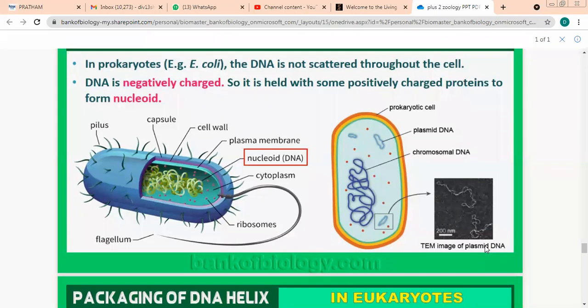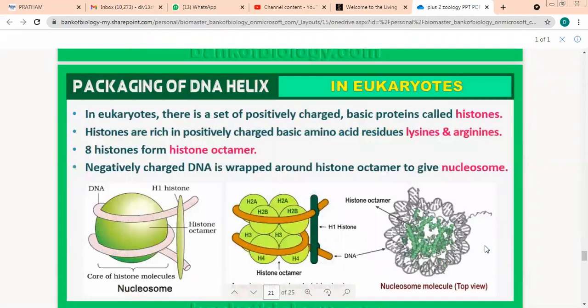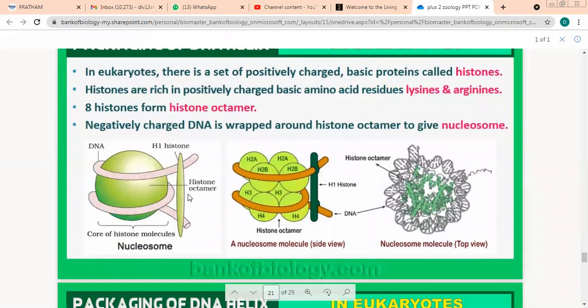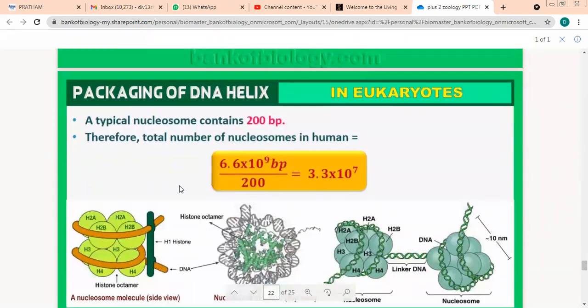Nucleoid is found in prokaryotes, and nucleosomes are found in eukaryotes. We talked about the histone octamer and the negatively charged DNA. A nucleosome contains how many base pairs? 200. And the eukaryotic genome contains 6.6 into 10 to the power 9 base pairs. To calculate the number of nucleosomes, just divide them.